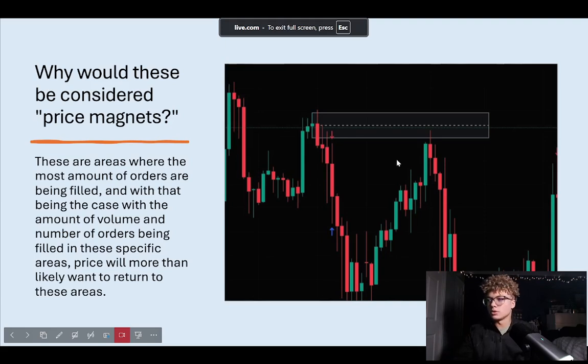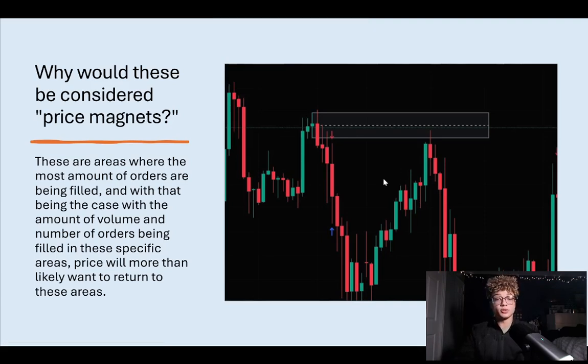So what I also use these for is price magnets. Price likes to come back to these orders. Obviously, with the amount of orders, liquidity, and volume coming into the market within these specific areas, price is going to want to return to that area, right? We had a bunch of sell orders get filled. Why not come back into that spot and continue to fill more sell orders?